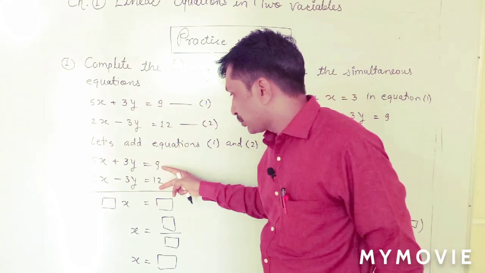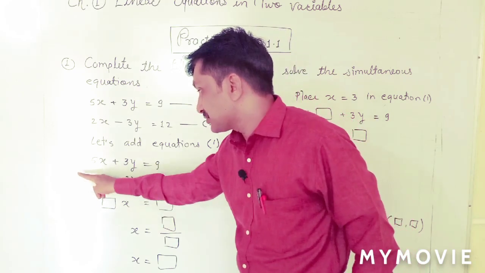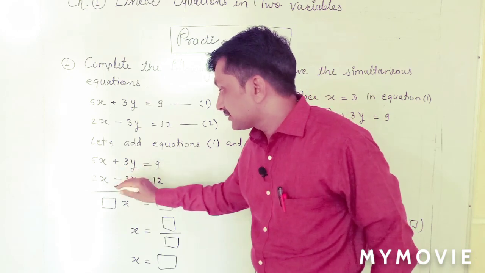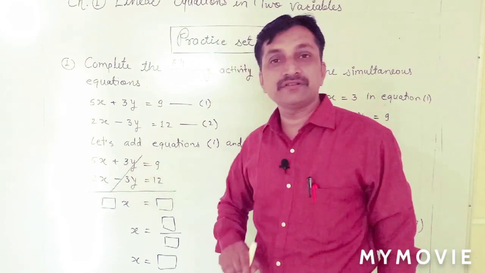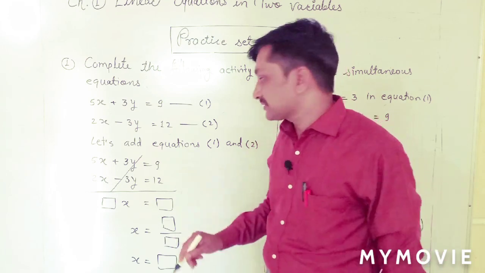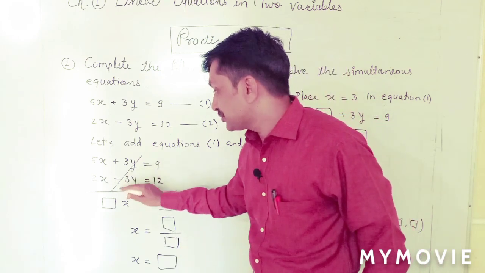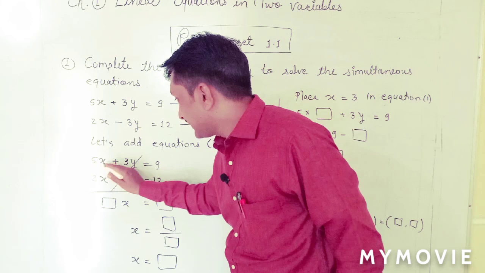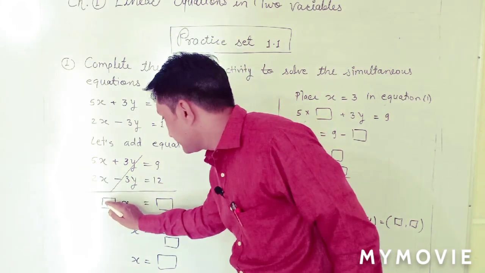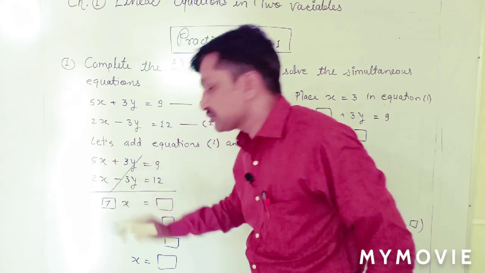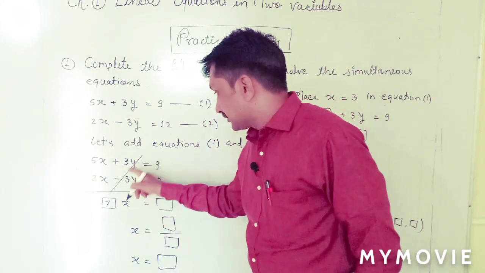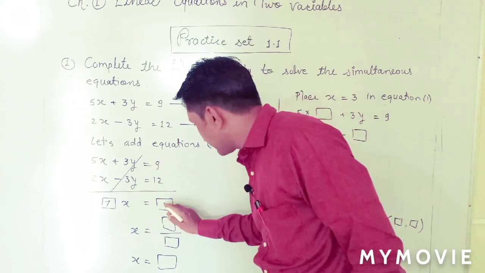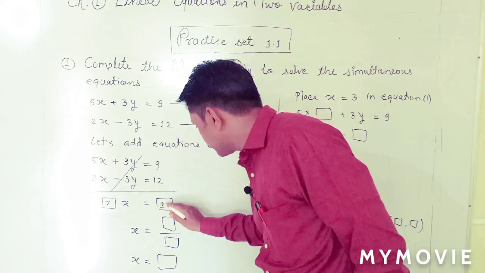Now equations 1 and 2 are written again here, and here is the addition. As I told you, 3y minus 3y will get cancelled, meaning we get 0, so there is no need to write it. Then there will be addition of only the x variable. 5x plus 2x, what will be here? 7x. These two terms are cancelled, is equal to 9 plus 12, what will come here? 21.